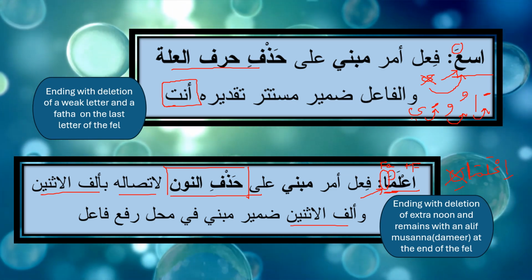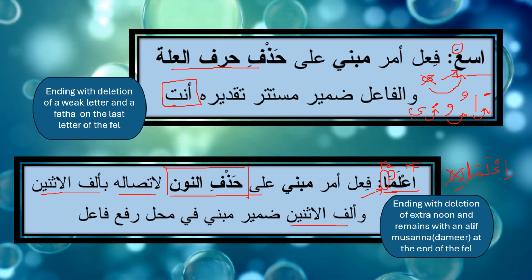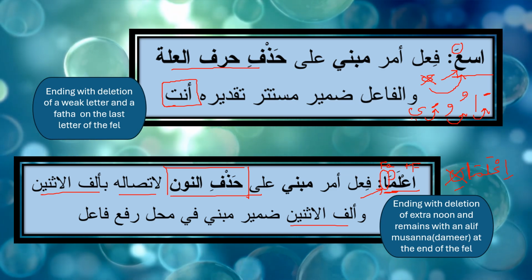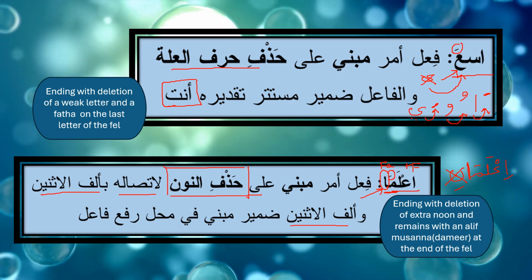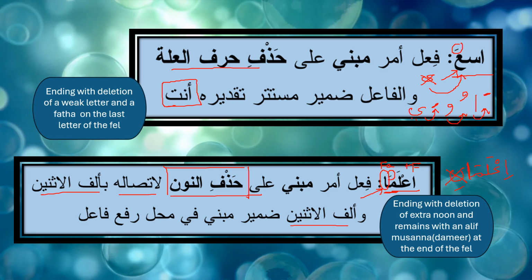Remember all the rules of the jumlas coming as a jar and the zarf for the shibh jumla. So now in the af'al al-khamsa, what do you have? You have the fi'l and fa'il. So that's how you will do your i'rab for the af'al al-khamsa.